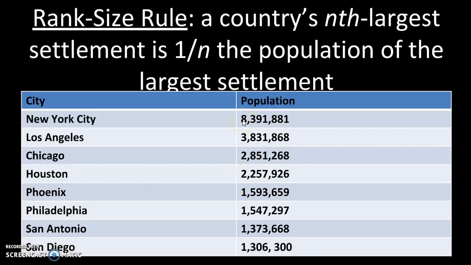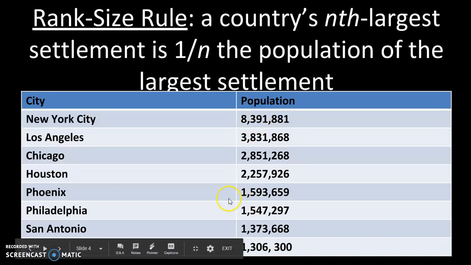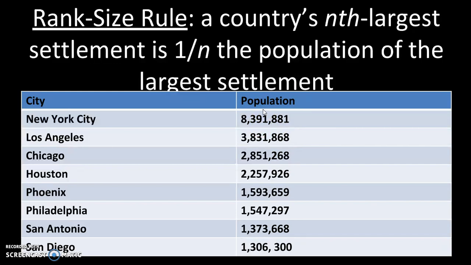The largest city in the United States is New York City. On this definition, it says it's just over 8 million people. Then Los Angeles is the second largest, so that should be about half the size of the largest, which is 8 million, so about 4 million. Chicago is the third largest, so that puts us at about 2.8 million. Then you can see Phoenix down here as the fifth largest, this should be about a fifth the size of the largest. San Diego down here as the eighth, should be about an eighth the size of the largest, which is New York. So again, this is the rank size rule.